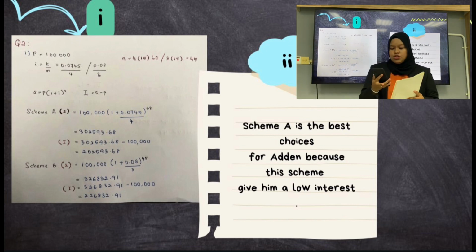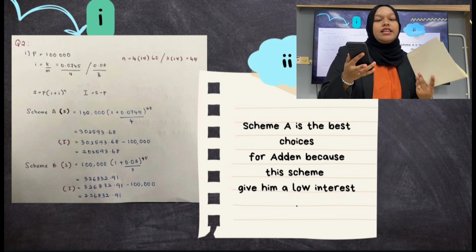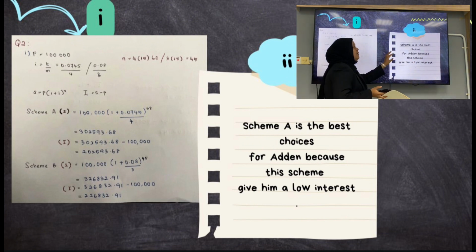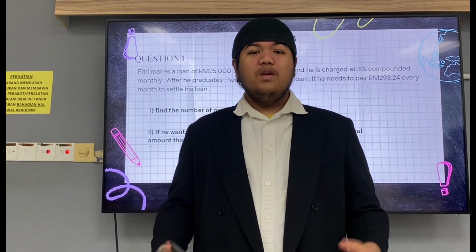For question 2, Roman 2, the question given is which scheme is better for Edin as a borrower, and give your reason. So the answer is scheme A is the better choice for Edin because this scheme gives him a low interest. That's all for question 2. We move to part B.